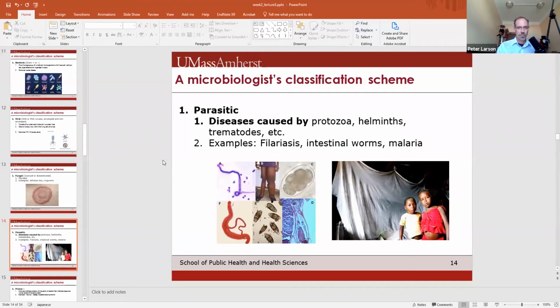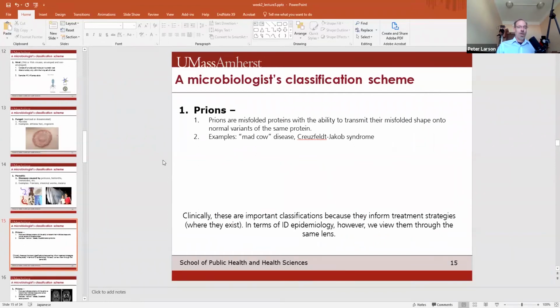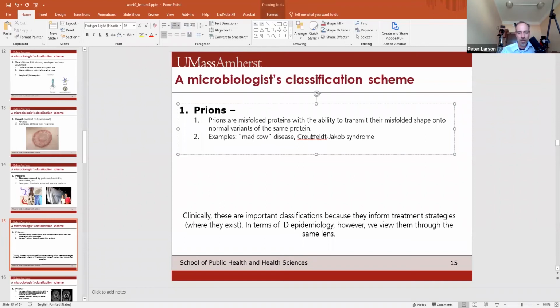Prions are like the coolest, scariest type of, I don't even know, you can't really call them organisms because they're just misfolded proteins with the ability to transmit their misfolded shape onto normal variants of the same protein. Prions are what cause mad cow disease and Creutzfeldt-Jakob syndrome, which unfortunately is spelled incorrectly here. There we go.